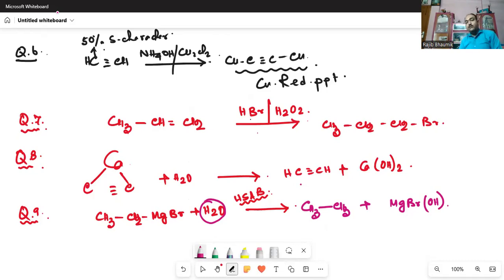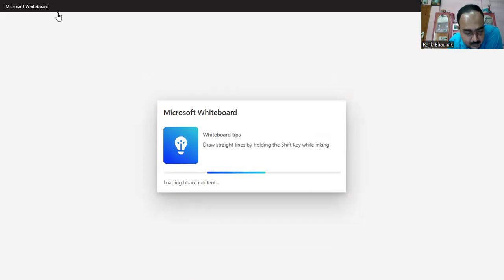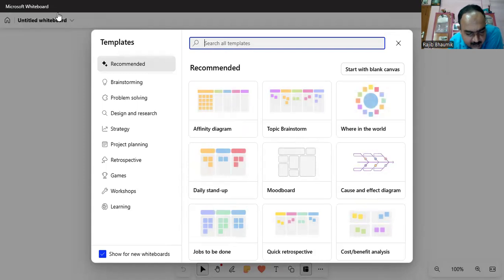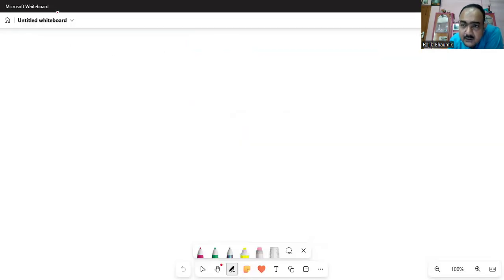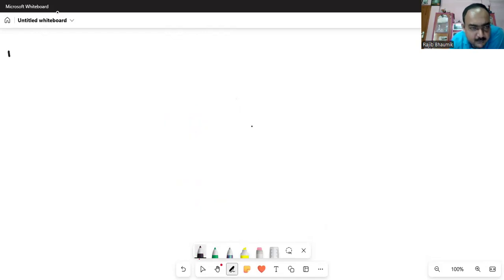So from alkyl magnesium halides we can prepare hydrocarbons; you should remember this one. This is very important. It has come many times in JEE Mains. So it is very important here. Next question number... how far had we gone? We went up to 9, right? Okay, next is question number 10.